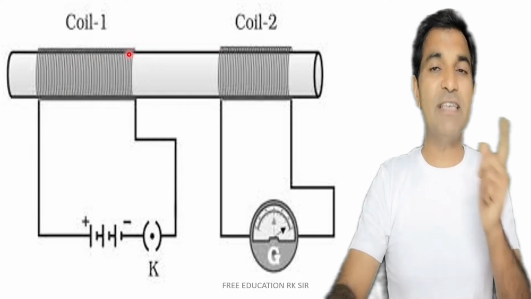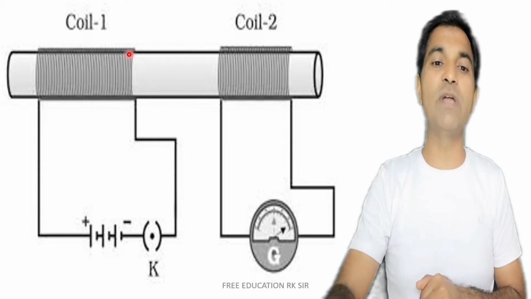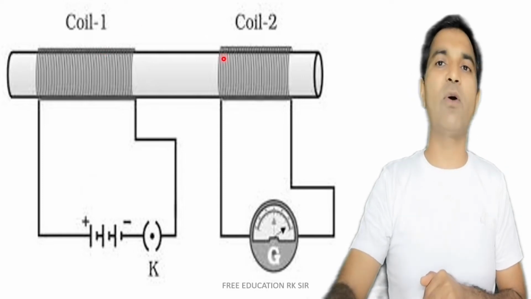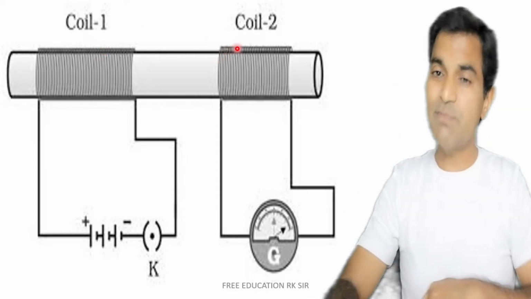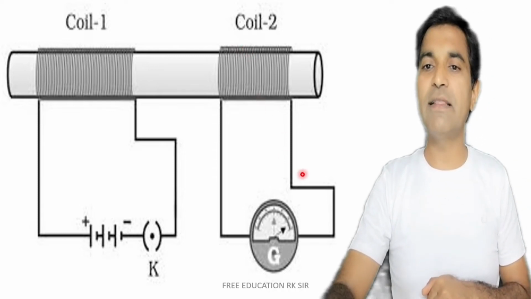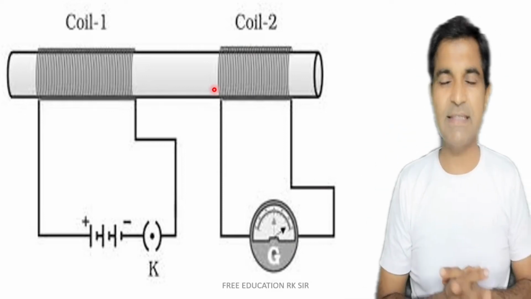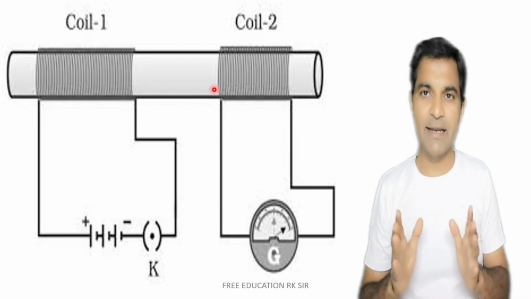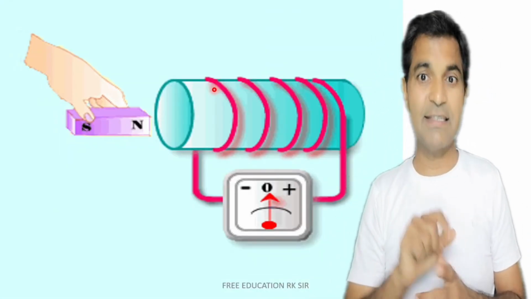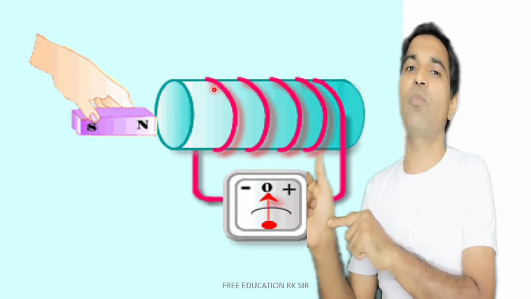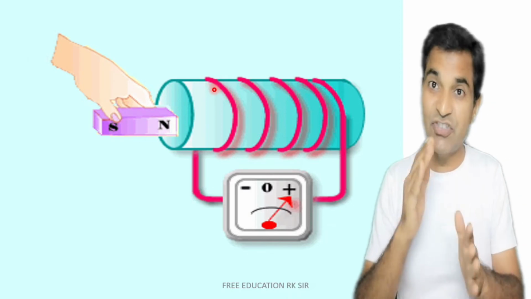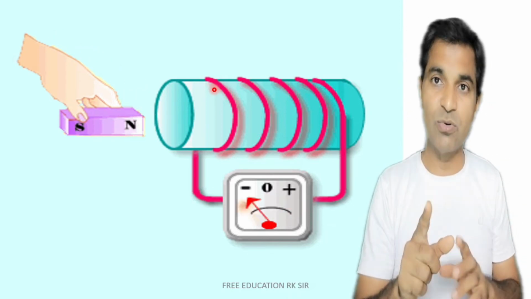So the magnetism which has been produced in coil number 1 due to the electrical energy of this battery will now be linking with coil number 2, and this magnetism, which is changing in nature, will produce a current in coil number 2. This process is known as electromagnetic induction. So the examples which we have covered in this exercise are related to electromagnetic induction. What they reflect is that whenever there is a change in the magnetism, current is produced.